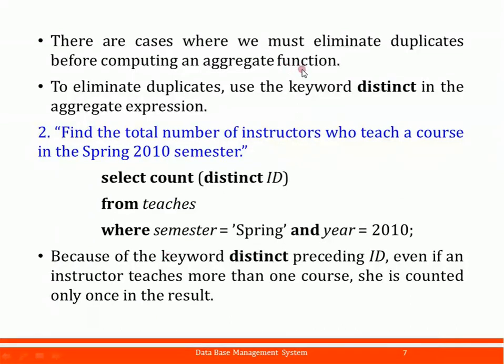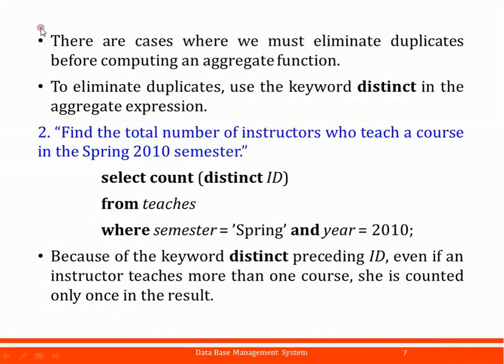There are some places where we need to eliminate the duplicates. In those cases, we can use the keyword distinct. Find the total number of instructors who teach a course in spring 2010 semester. So we have to find the number of instructors who are teaching the course in this particular semester. The output of this will be the count. Total number means it is the count.